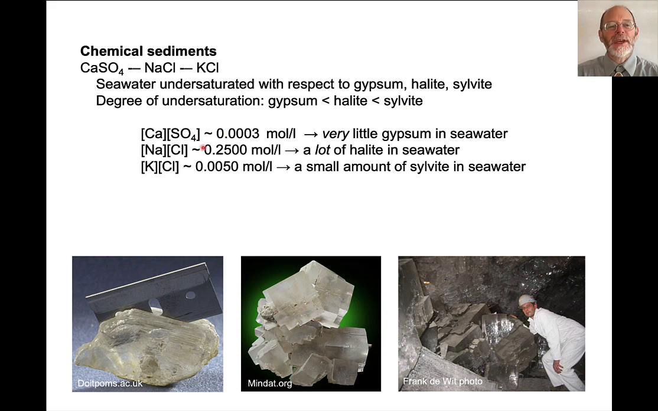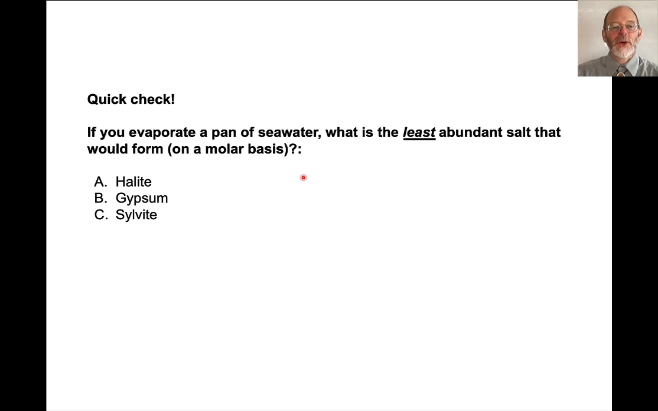It turns out that calcium sulfate is in very low concentration in seawater. Halite, sodium chloride, there's a lot of halite dissolved in seawater, and there's a little bit of sylvite that's dissolved in seawater. So quick check, if you evaporate a pan of seawater, what is the least abundant salt that is likely to form? And the answer is gypsum. Gypsum has the lowest concentration, at least on a molar basis.